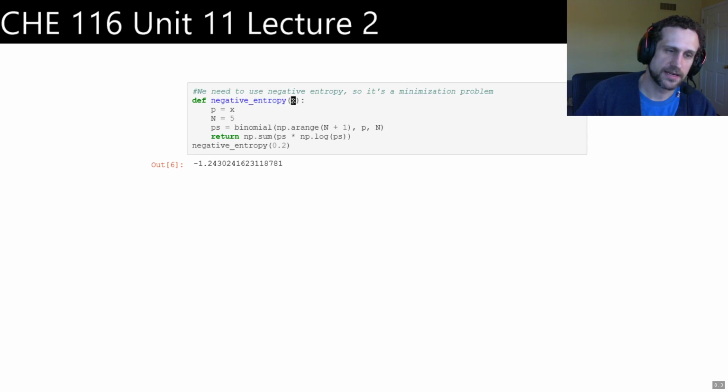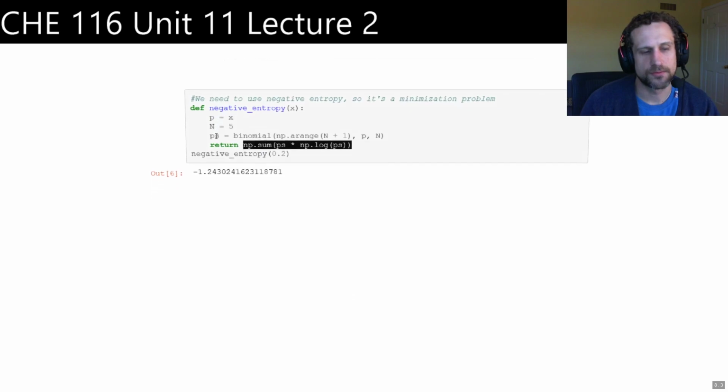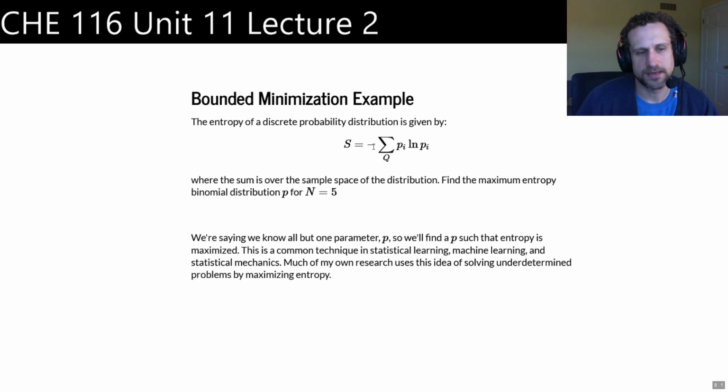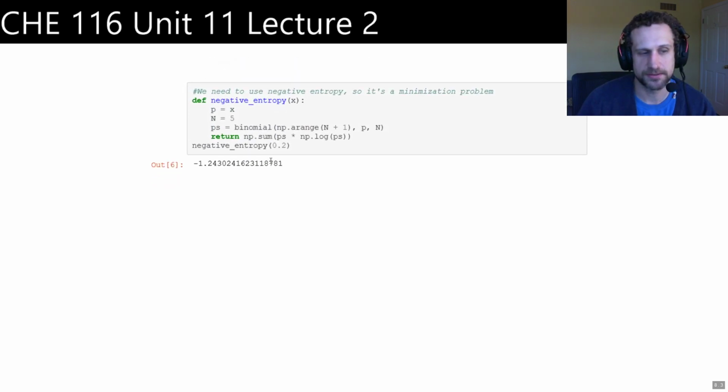So we have an input here, and that input is going to be x, and x is going to be the probability of success in the binomial distribution. I'm just fixing n equals 5 for this example. Then what I'm doing is computing the sum of the probability over this space here. So what I'm saying is that if you give me a p, a probability of success, I can compute the entropy of that. So I'm computing the entropy of a particular distribution.